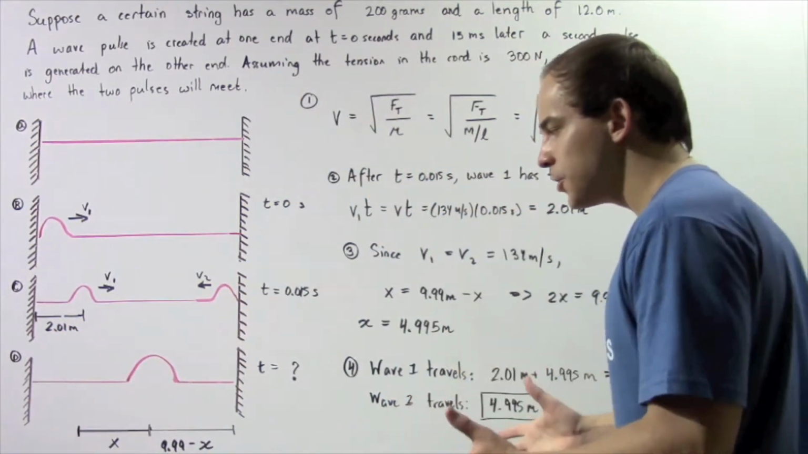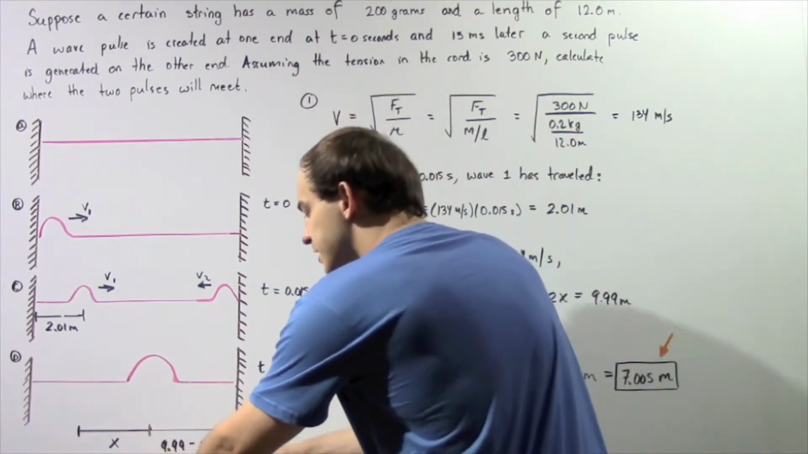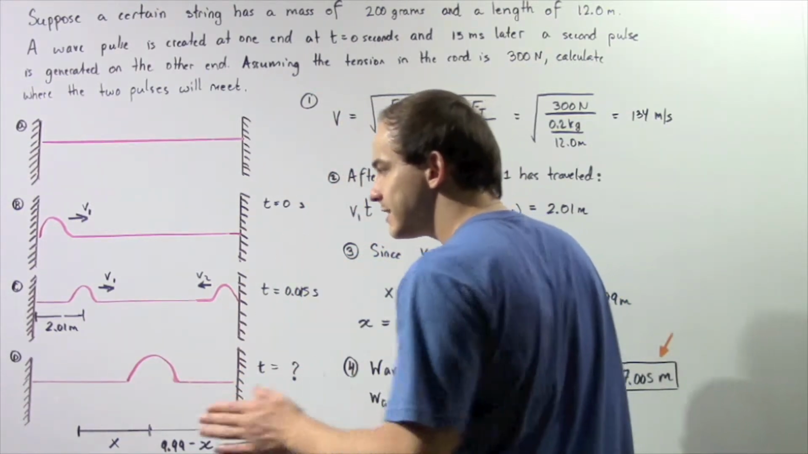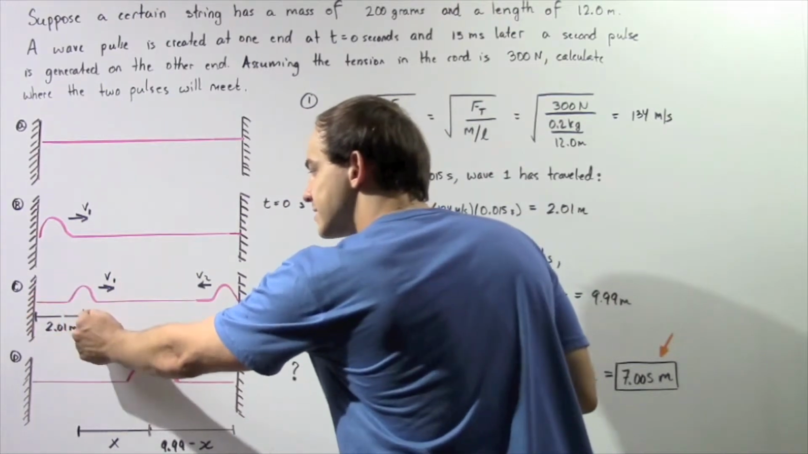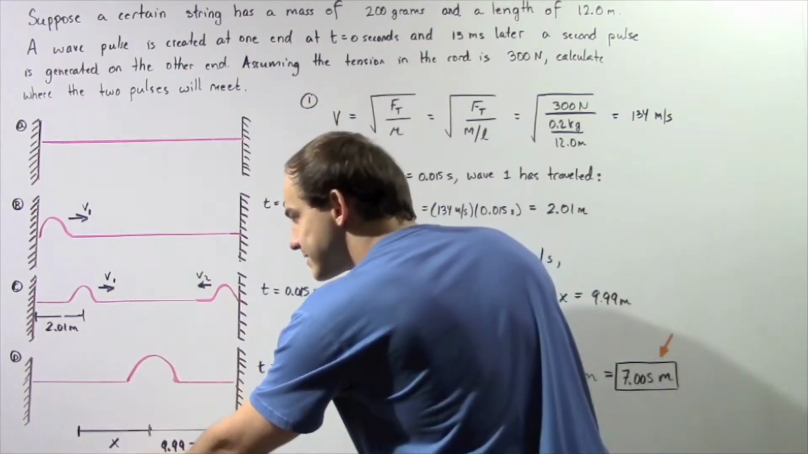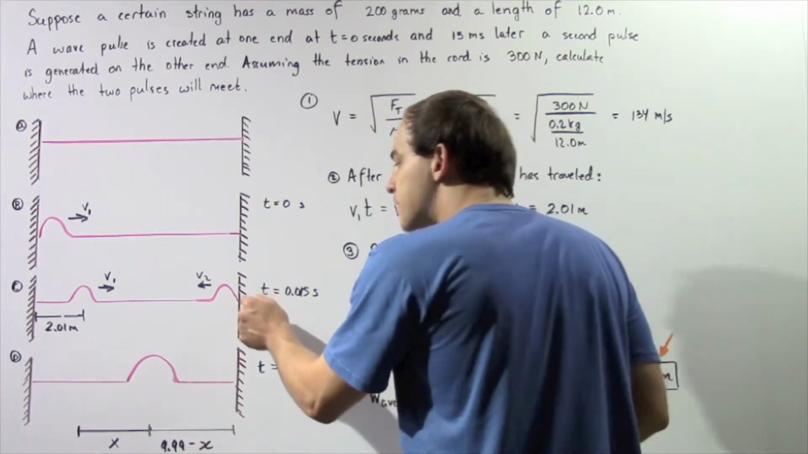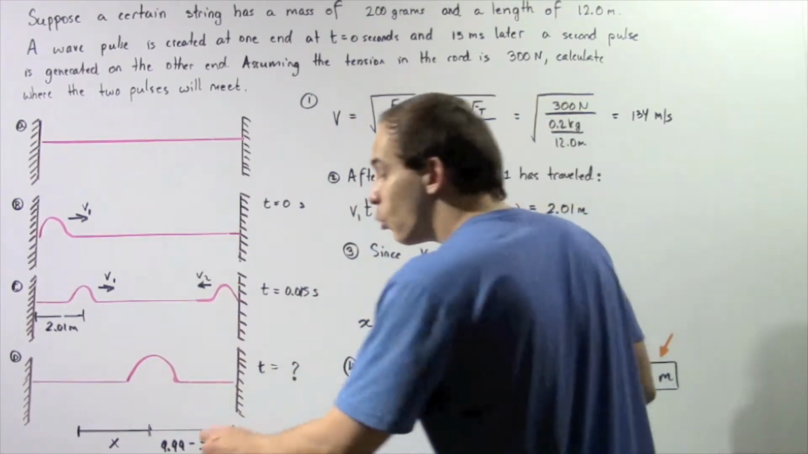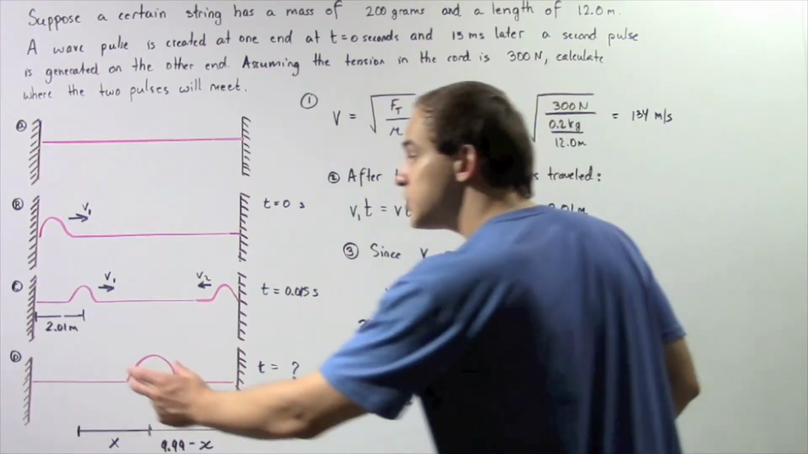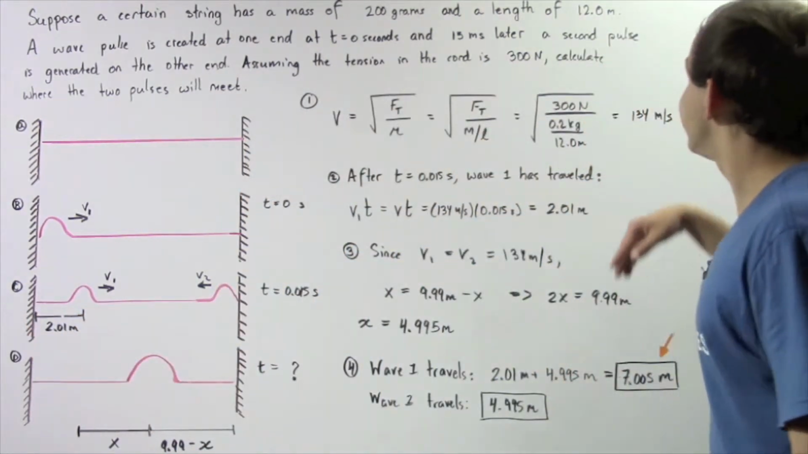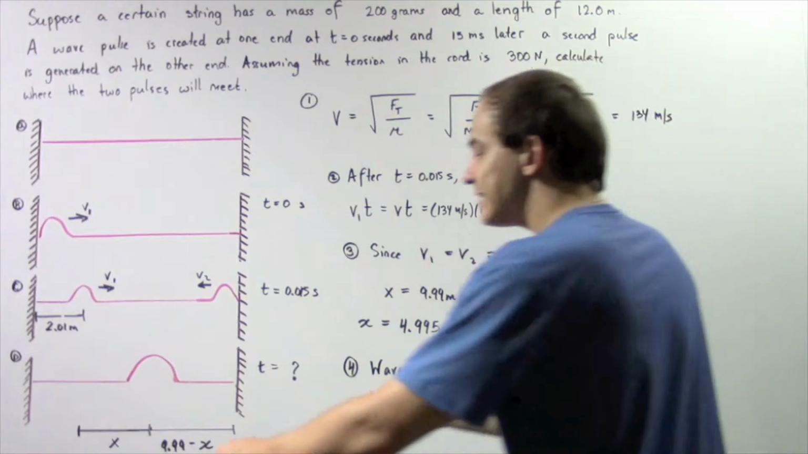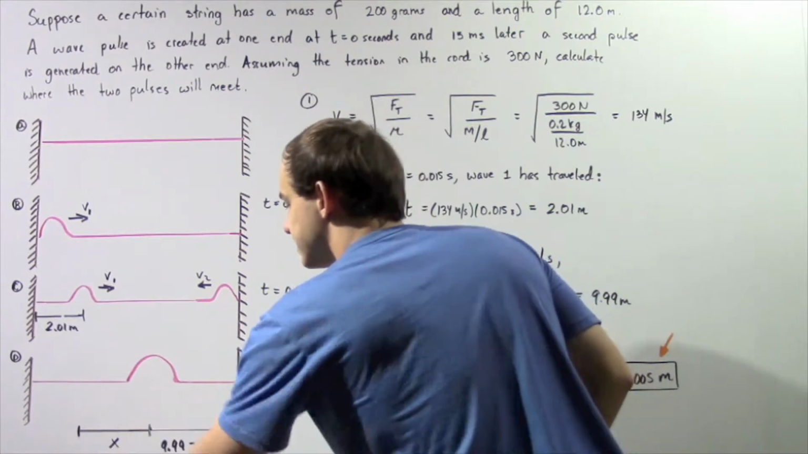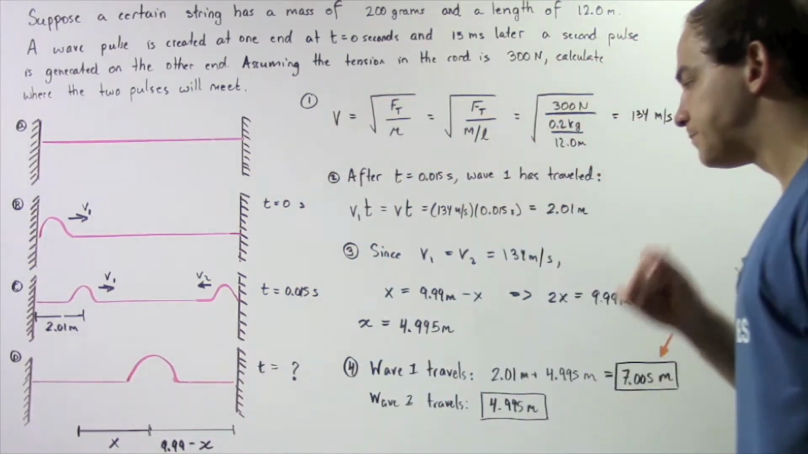So now we're in part D. We essentially want to determine what this distance is and what this distance is. So we're looking for the value of x. Let's say that the distance from where wave number 1 begins at this point to where they meet is given by x. And that means the distance from this end to where they meet is simply 9.99 minus x. Where do we get 9.99? Well, we simply took this quantity and subtracted that from 12 meters. And that gives us this entire distance. So this entire distance is simply 9.99 meters.